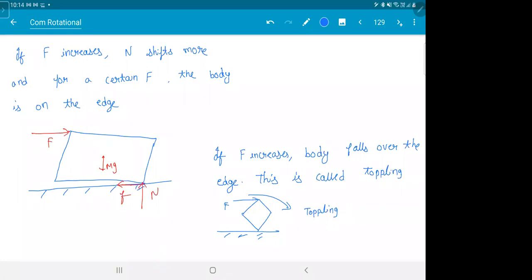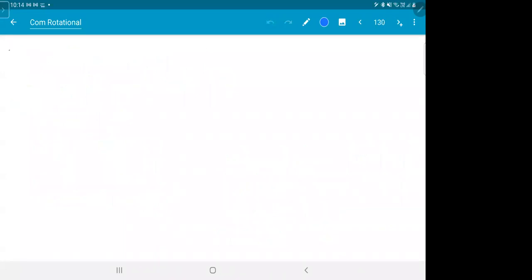So let's see how to do problems based on this. Now, how do you know that you have to do a problem based on toppling? The hint comes from here. The dimensions of the body will be given. Till now, did you observe? We never cared about the size of the block.